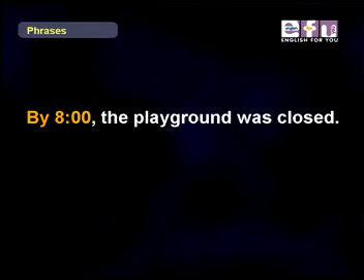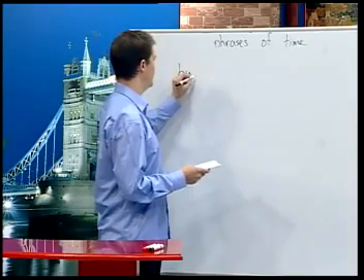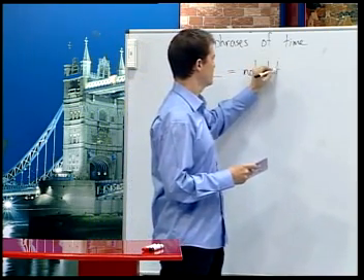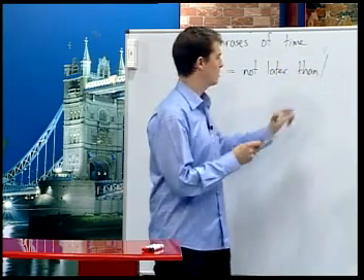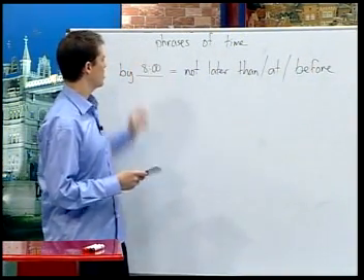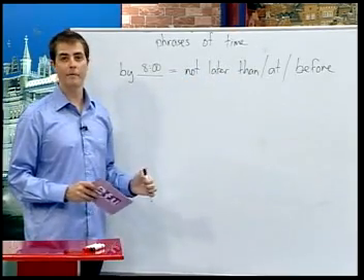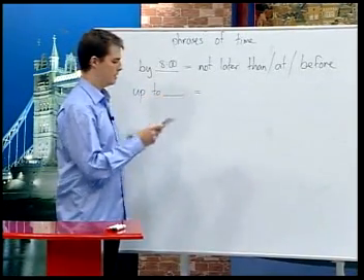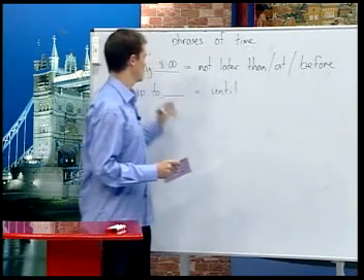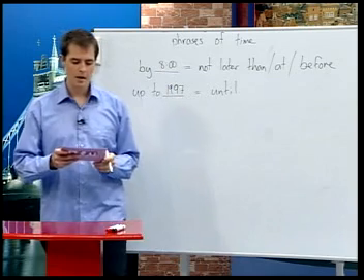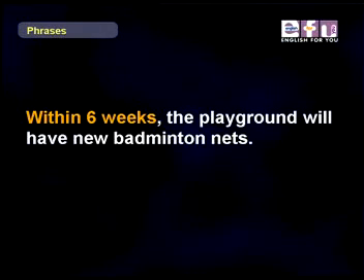In the first sentence, by 8 o'clock is a time phrase. By means not later than, or at or before. So by 8 o'clock: not later than 8 o'clock, at 8 o'clock or before 8 o'clock. In the second sentence, up to 1997 is a time phrase. Up to means until. So up to 1997 is until 1997.